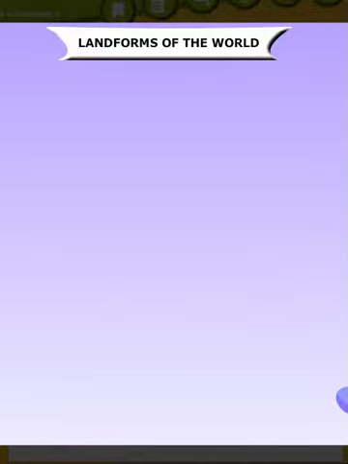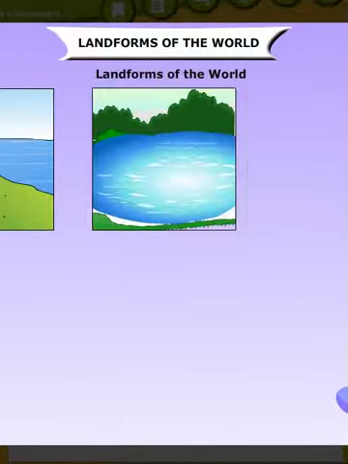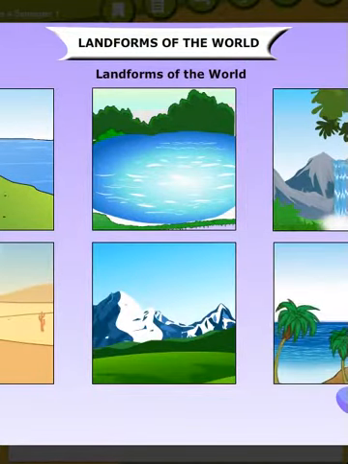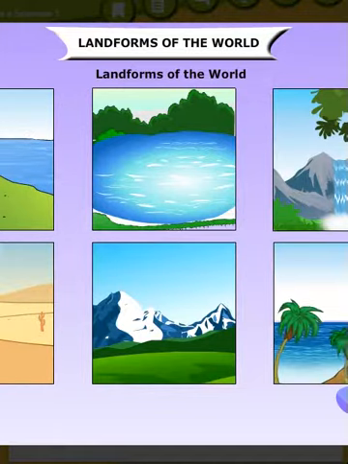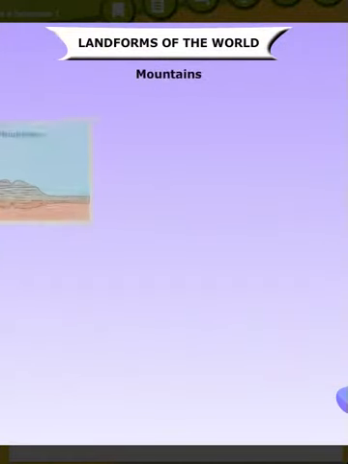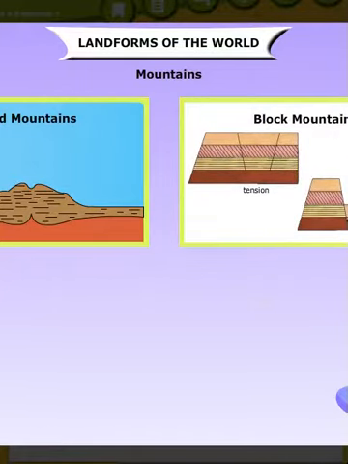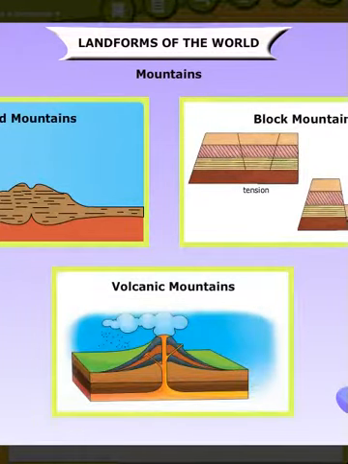Landforms of the world. Our Earth has different types of landforms, such as mountains, hills, plains, deserts, and river valleys. Mountains are formed in different ways, mainly due to pressure inside the Earth's crust. Fold mountains are formed due to compression. Sometimes, the crust of the Earth cracks up. The land between the two cracks may get pushed up and form block mountains.